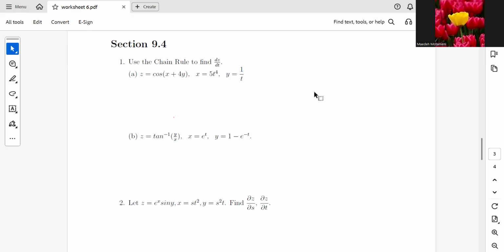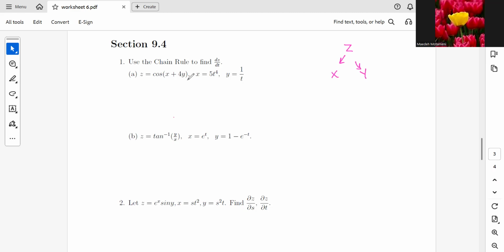Hello everyone, we're going to work on section 9.4, which is about the chain rule. So using the chain rule, we're going to find the derivative of z with respect to t. As we talked before, it's a good idea if you write a diagram here for yourself. It's not an obligation, but it helps you.